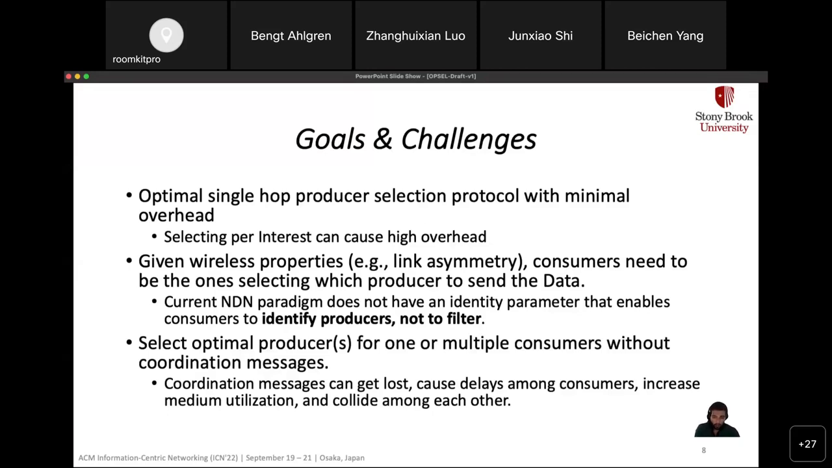The last goal is to select the optimal producer for one or multiple consumers without coordination messages. For AR and VR, specifically for streaming data, you will not have enough throughput to send the same data three times. You want to send it once and all consumers get the data. But the challenge of using explicit coordination messages is that they can get lost, cause delays among consumers, increase medium utilization, and collide among each other.